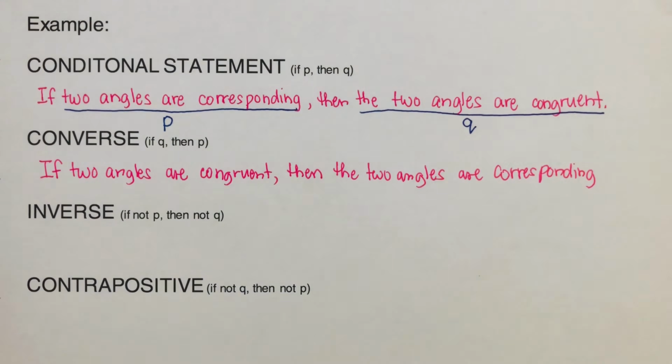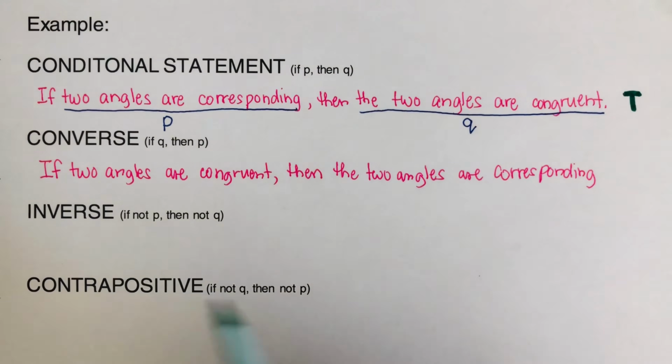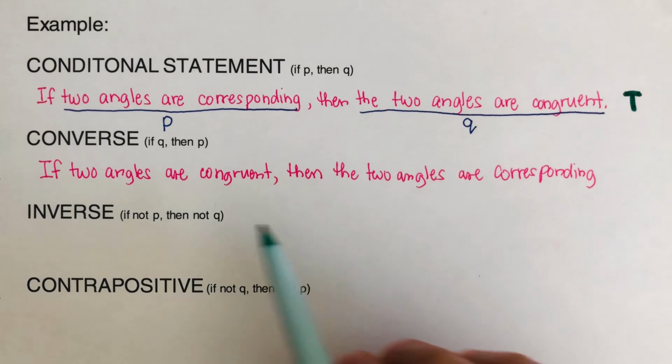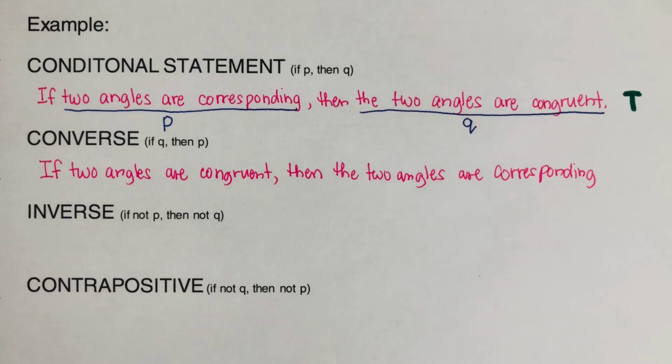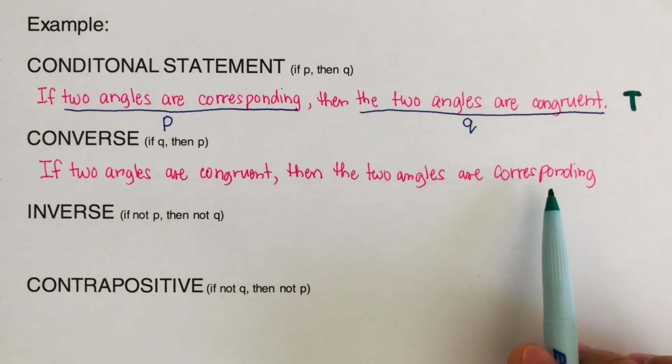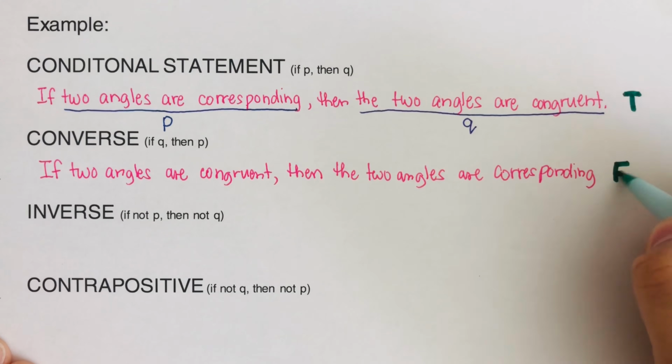Before we jump into looking at this, let's determine the conditional statement. If two angles are corresponding, then the two angles are congruent. This is true. Corresponding angles are congruent. Let's see if this converse statement is true or false. If two angles are congruent, then the two angles are corresponding. If we get two congruent angles, does it mean that it's always corresponding every time? No, alternate interior angles are also congruent. So this statement right here is false.